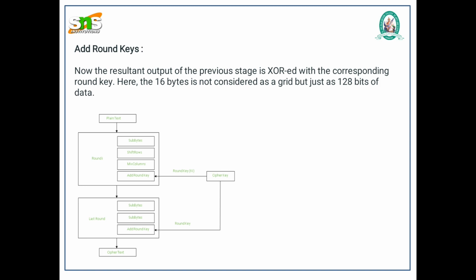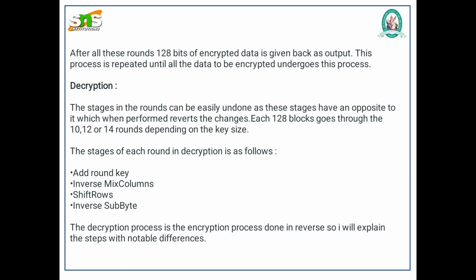Example: plain text and ciphertext, round 1 and last round. Each round has 4 steps: subbytes, shift rows, mix columns, add round key, and then the next round key, and so on. After all the rounds, 128 bits of the encrypted data is given back as output. This process is repeated until all the data to be encrypted undergoes this process.